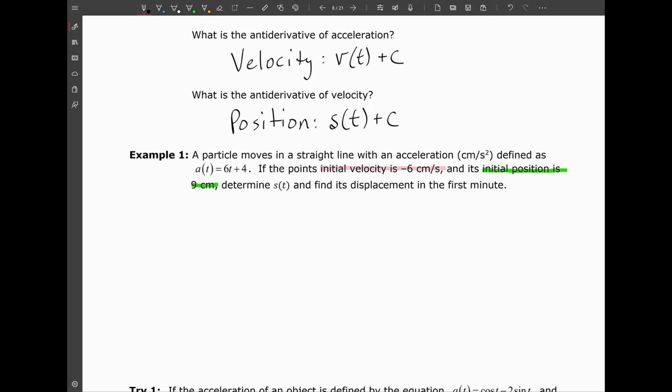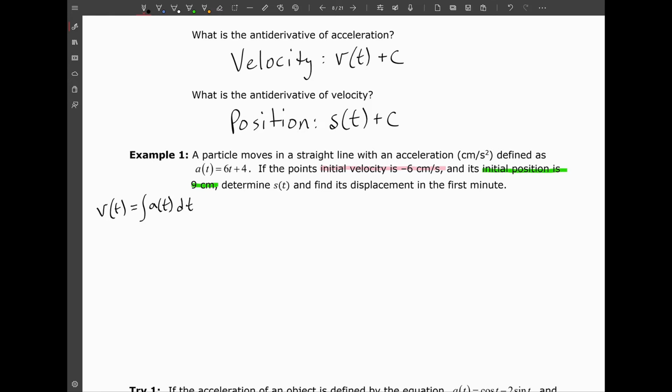Okay, well, that's a lot to do, so let's break this down slow. First off, we're given acceleration, and eventually we want to get to position. So we know we're going to have to work backwards, do some antiderivatives. But first, let's do one antiderivative at a time. Let's not move too quickly here. So our first antiderivative from acceleration will give us velocity. So v of t is going to be equal to the antiderivative of a of t with respect to t.